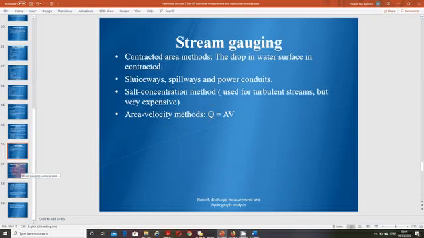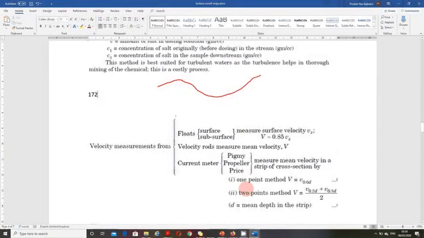Now, the area velocity method is just based on the area of the cross section and the velocity of flow. Very simple and easy to do. So what you have is something like that.